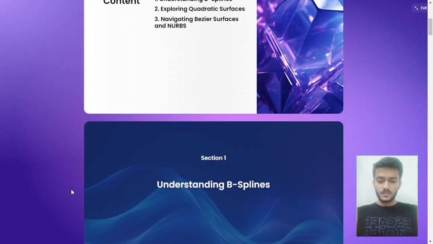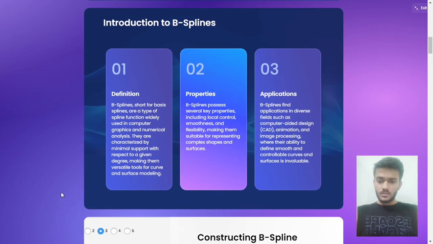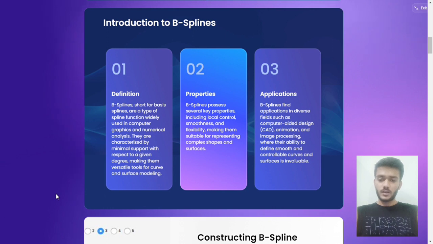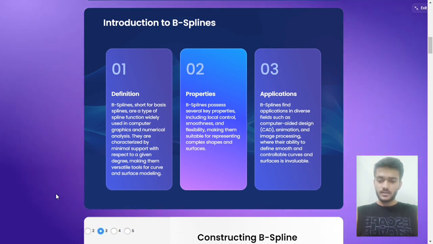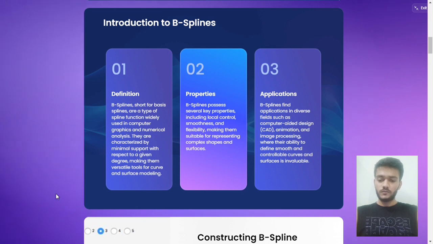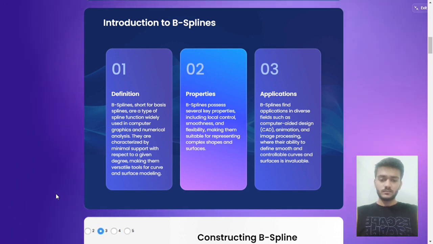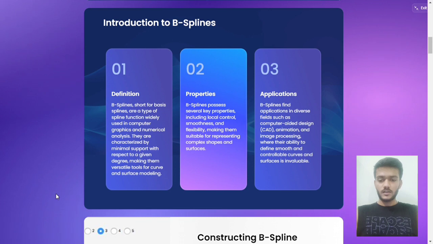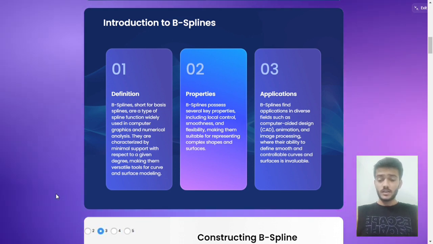So starting with the B-Splines, it can be defined as short for basis splines. They are types of spline functions widely used in computer graphics and numerical analysis. They are characterized by minimal support with respect to a given degree, making them a versatile tool for curve and surface modeling. Properties of B-splines: they possess several key properties including local control, smoothness and flexibility, making them suitable for representing complex shapes and surfaces.